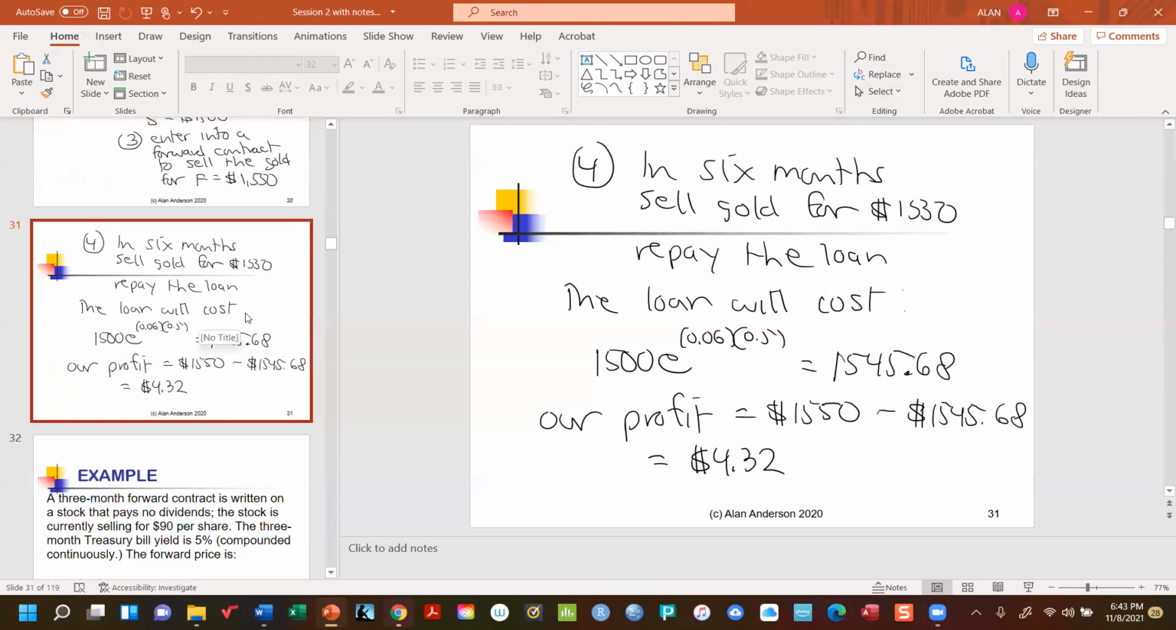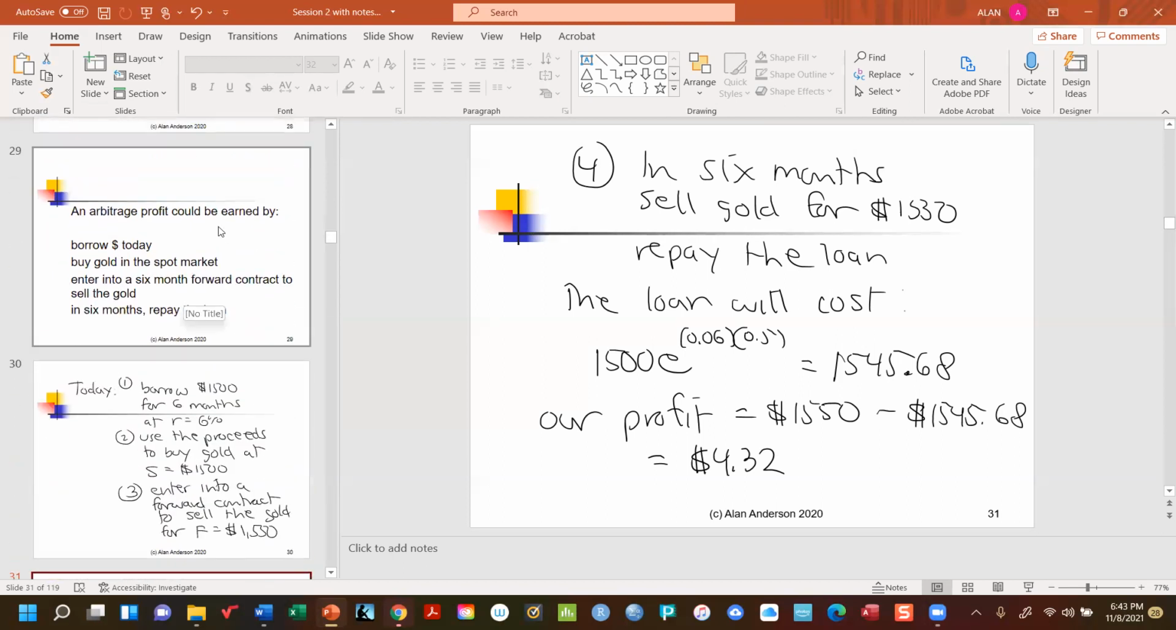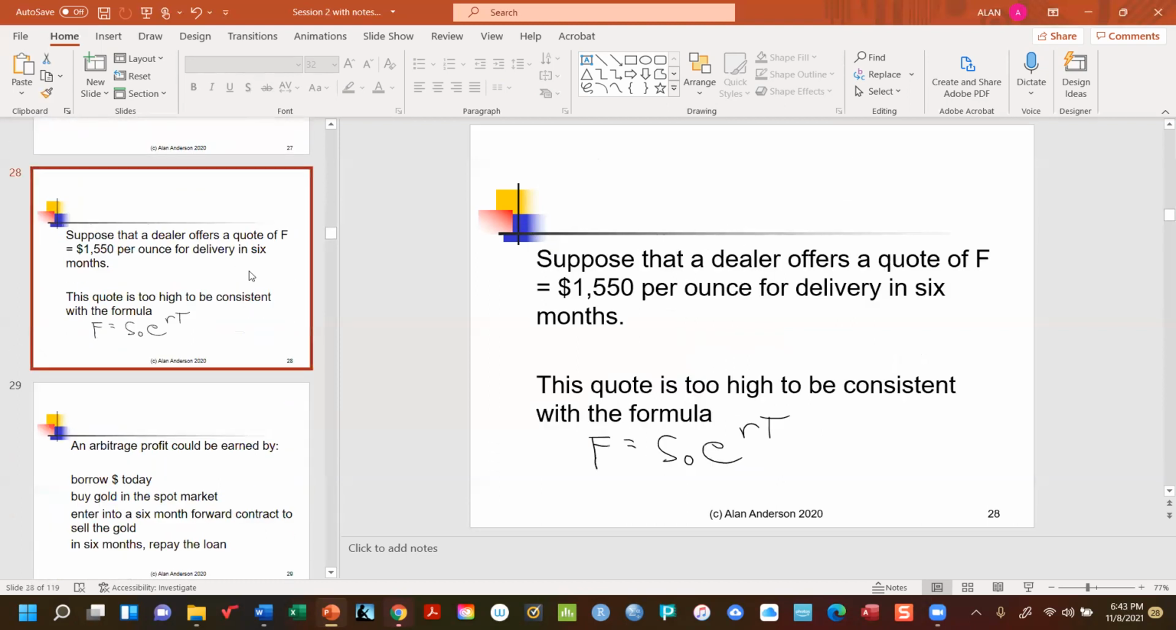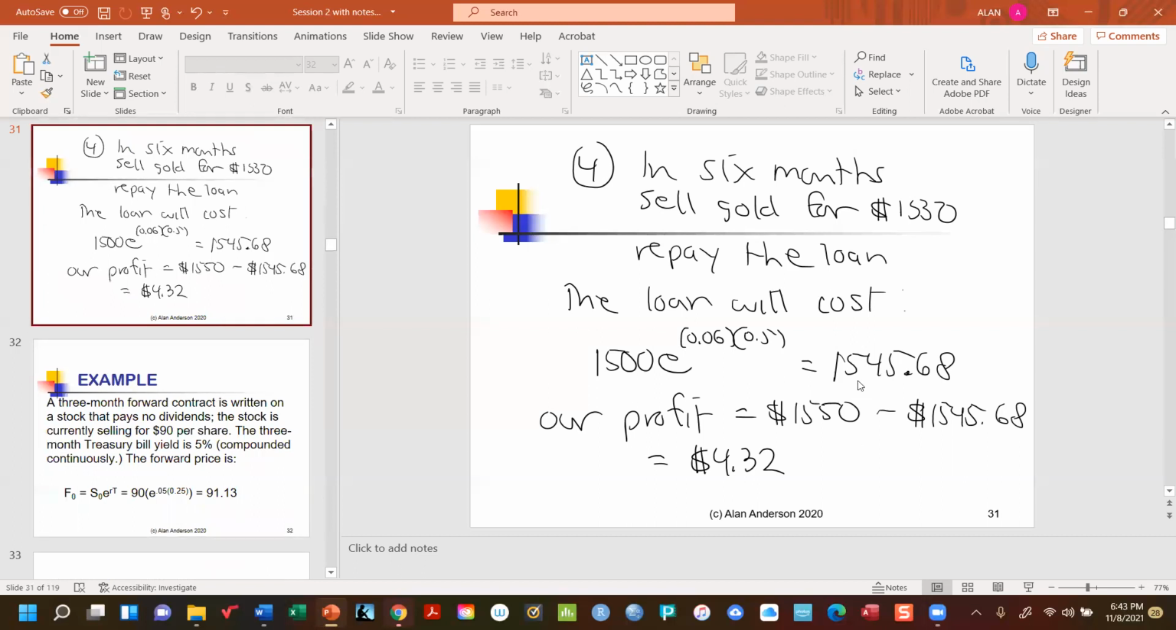It only came about because of the inefficiency that was presented when the dealer gave us a quote that was incorrect. In other words, it did not match up with this formula. Only when this formula is used, remember we saw that with the correct formula, the forward price is 1545.68. If we went through these strategies with the correct forward price of 1545.68, we would have simply broken even. But because the quote we were given was a little too high, we're making a risk-free profit of $4.32. And so this is what arbitrage is all about.